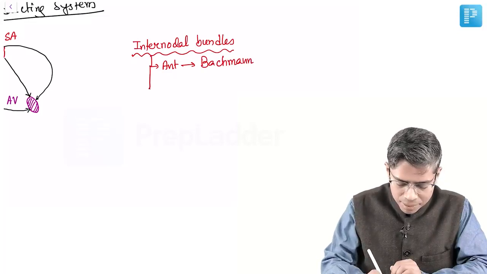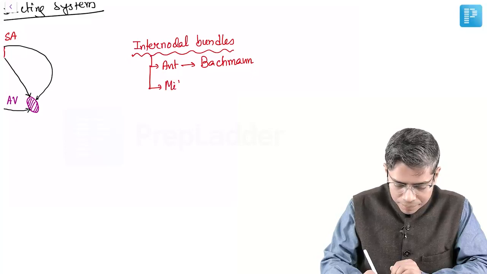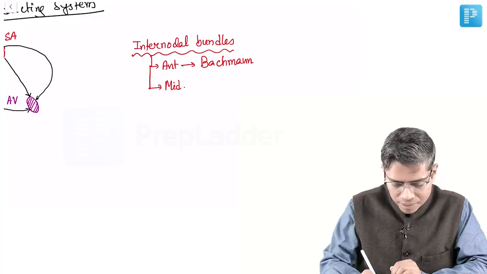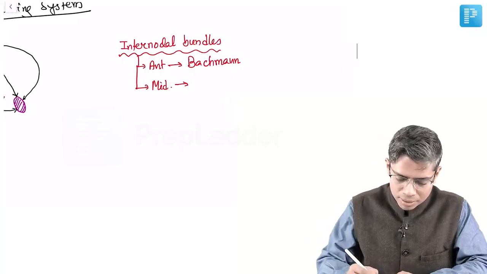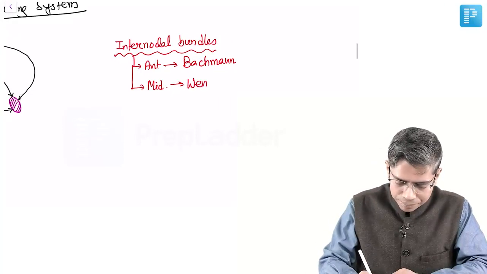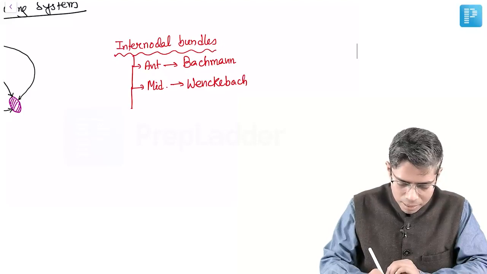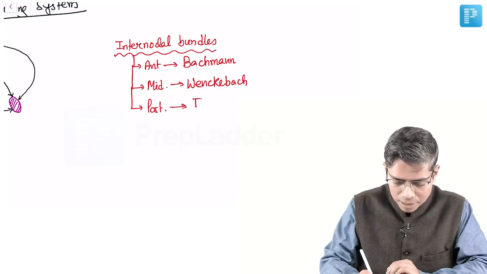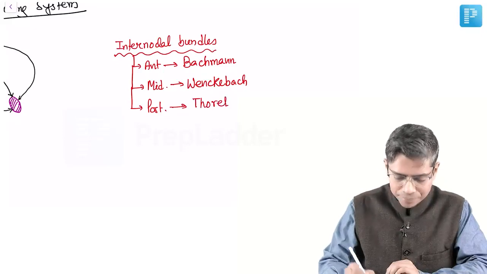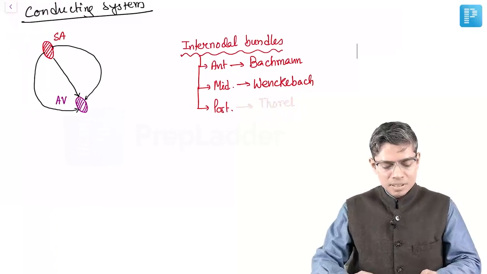Right. Then the middle internodal bundle is known as the bundle of Wenckebach, and the posterior internodal bundle is known as the bundle of Thorel. Right. So what is the importance of this internodal bundle?